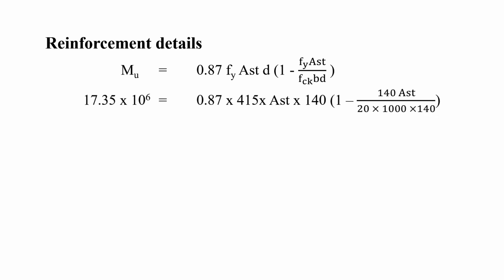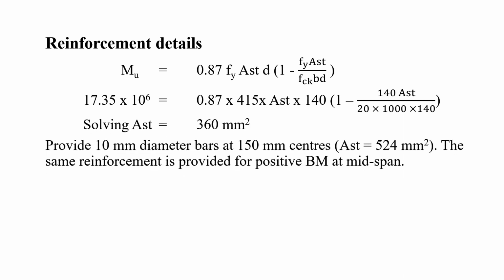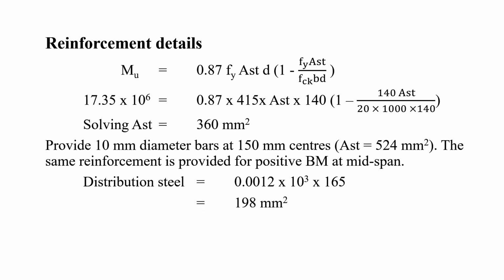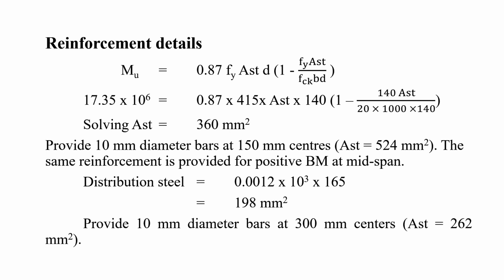And the next step is reinforcement details, that is Mu is equal to 0.87 fy Ast d into 1 minus fy Ast by fck b d. From this formula we can get the Ast value. So Ast is equal to 360 mm square, and let us provide 10 mm diameter bars at 150 mm center to center distance. The same reinforcement is provided for the positive bending at mid span. And then distribution steel, take 0.12 percent, that is 0.12 by 100 into 1000 into 165, that is 198 mm square. Let us provide 10 mm diameter bars at 300 mm center to center, that is 262 mm square.